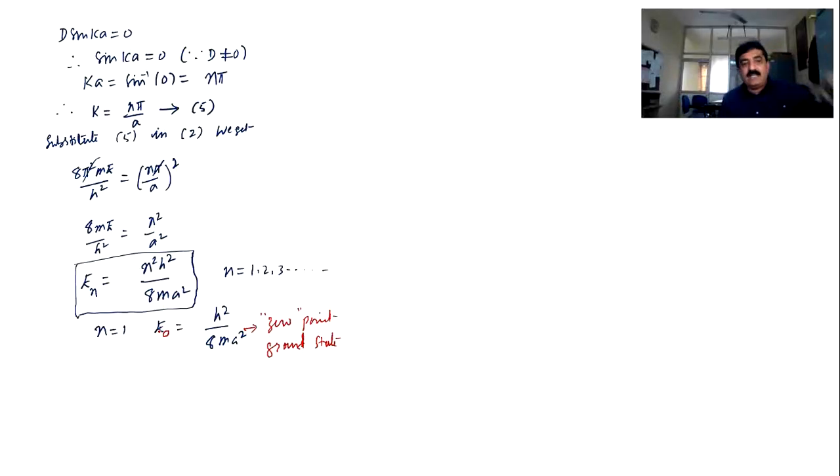That means second level. See, we know energy levels are discrete. Ground state, this is E0. Next state is E1. Next state is E2. But when it comes to n, this is n equal to 1, n is equal to 2, n is equal to 3, and so on. So this is the expression for energy eigenvalue.